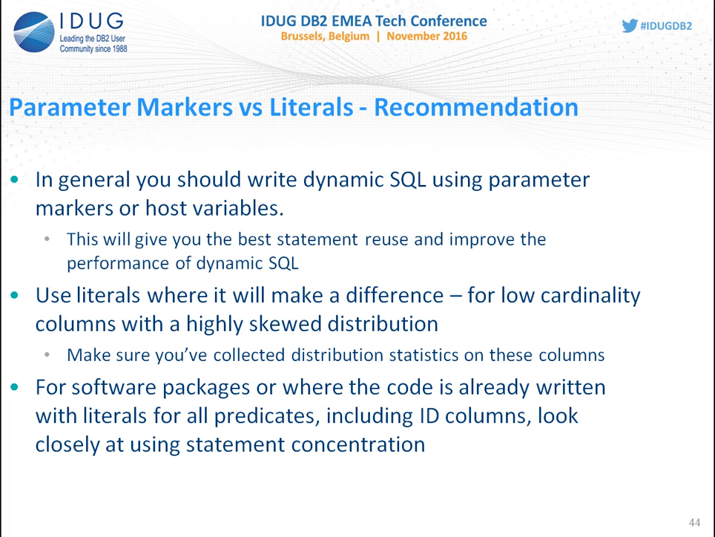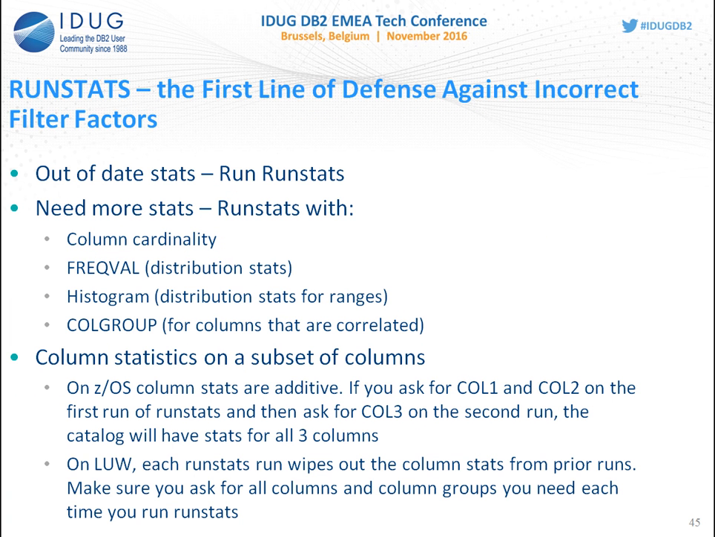Okay, so the most important thing is to run RUNSTATs. If you have out-of-date RUNSTATs, run them. Make sure you have column cardinality, collect distribution stats. Histograms are distribution stats for ranges. And column group for columns that are correlated, and for which you have predicates that use both columns. You can do this column statistics, including column groups, on a subset of columns.